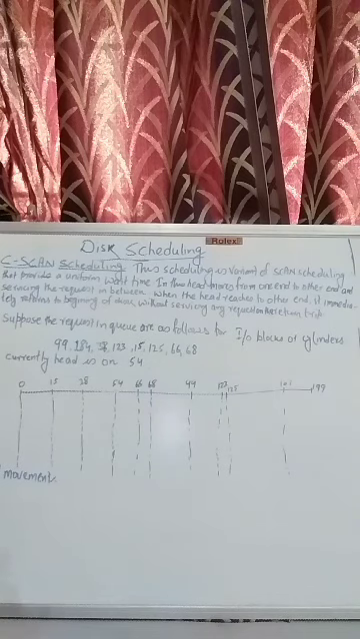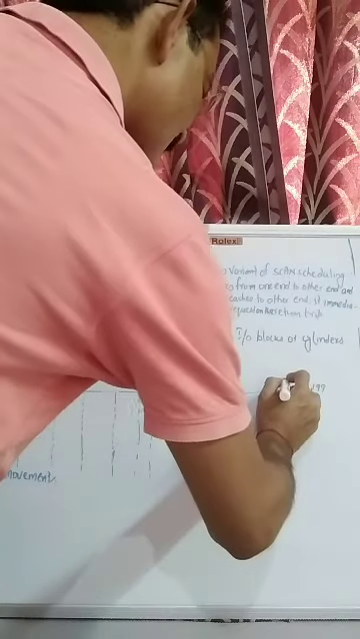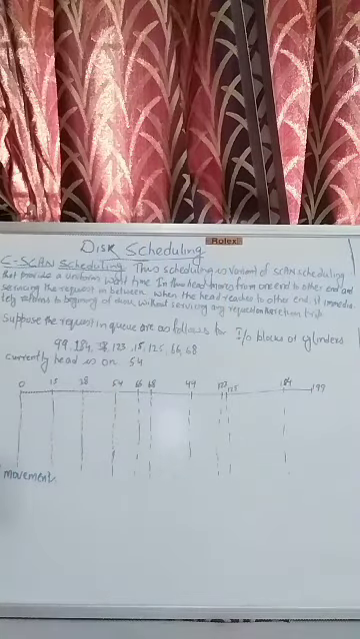Suppose the requests in the queue are as follows, for IO blocks on cylinders. The requests from different processes are for cylinder numbers 99, 184, 38, 123, 15, 125, 66 and 68. And suppose currently the head is on 54.